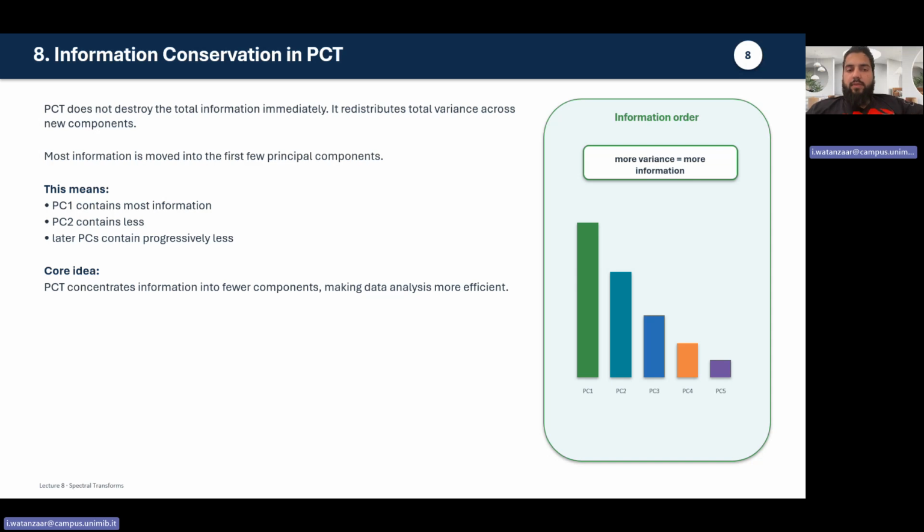This means the first principal component contains most information, but PC2 contains less information. So later PCs contain progressively less. But the core idea is that principal component analysis concentrates information into fewer components, making data analysis more efficient. That is the core idea, that they are trying to get fewer components.